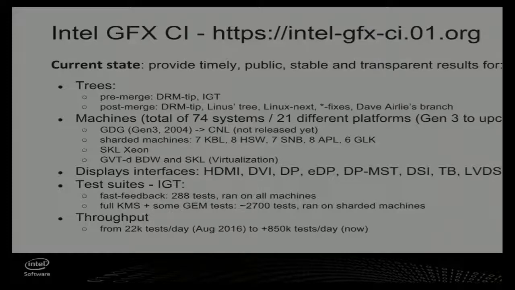Is that Gen 3 is the I-945? Yeah, it is. Yeah.